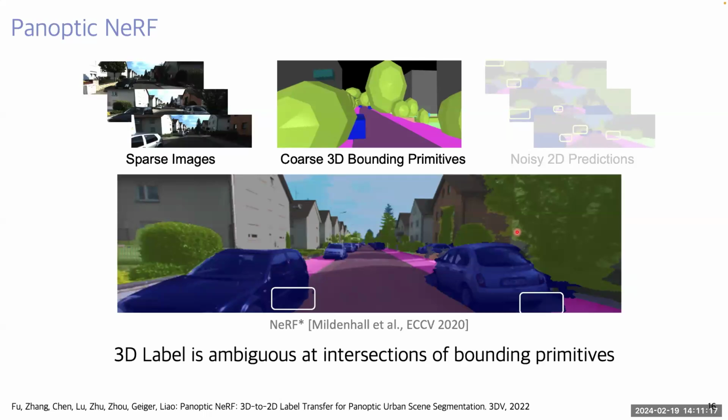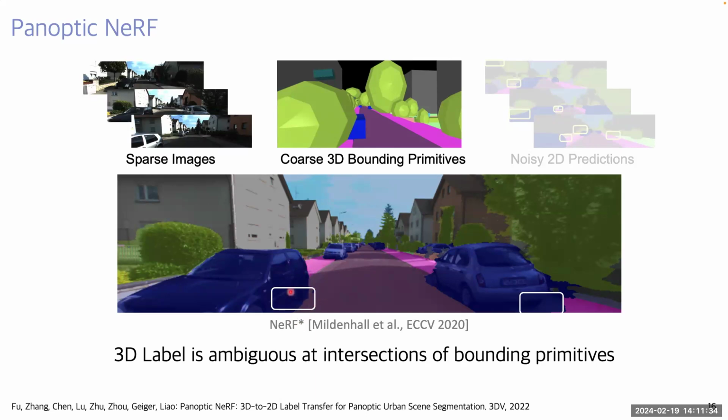Of course, there's another challenge: the bounding primitives are very coarse, such that they have intersections, which means label ambiguity in the intersection of the bounding boxes. For example, this region is annotated by both the bounding boxes and the road.